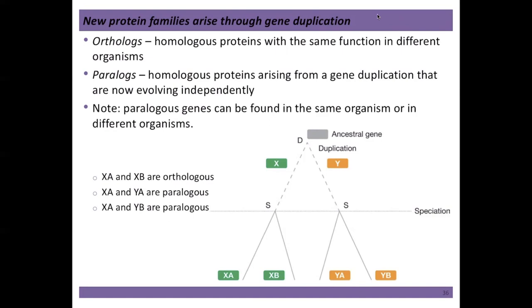Let me try that again. Paralogous genes can be found in the same organism or in different organisms. So you can just see the relationship here. So XA and XB are orthologous, and then XA and YA are paralogous, as well as XA and YB there. Okay. And so why we want to do that again is to try to establish the evolutionary relation.